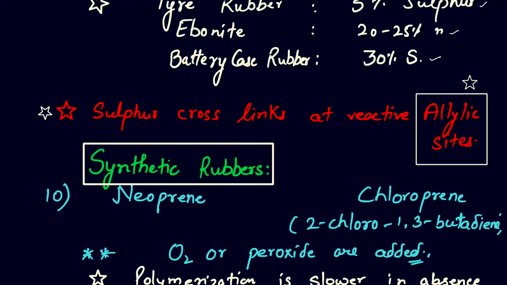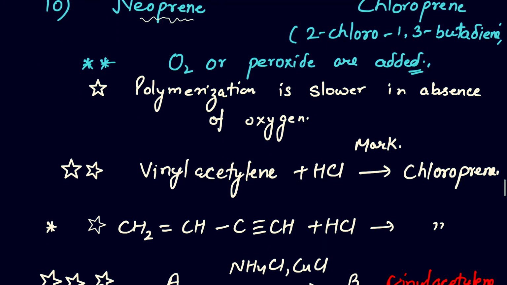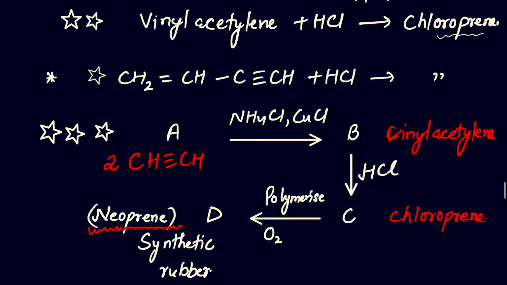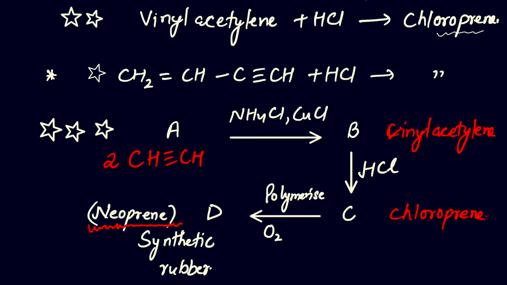Now let's talk about some synthetic rubbers. Next polymer is neoprene. Now the monomer for neoprene is chloroprene, which is basically named as 2-chloro-1,3-butadiene. Generally we use oxygen or peroxide in this reaction. So polymerization is basically found to be slower in the absence of oxygen. Now if vinyl acetylene is reacted with HCl, it forms chloroprene.